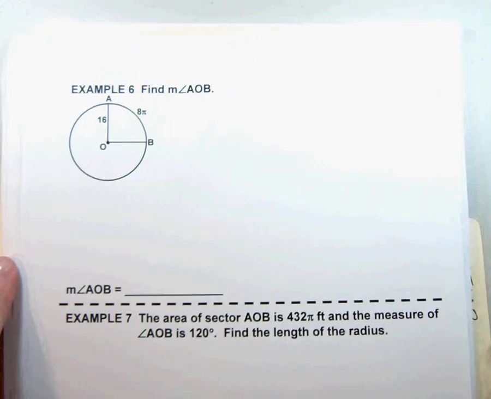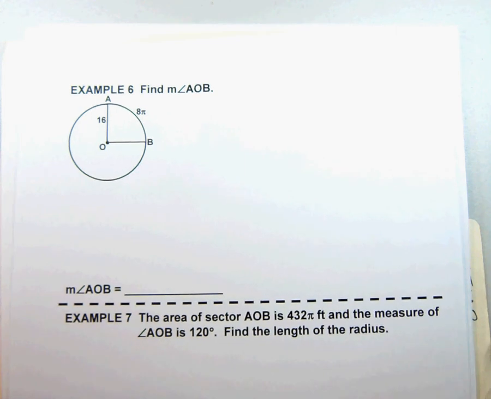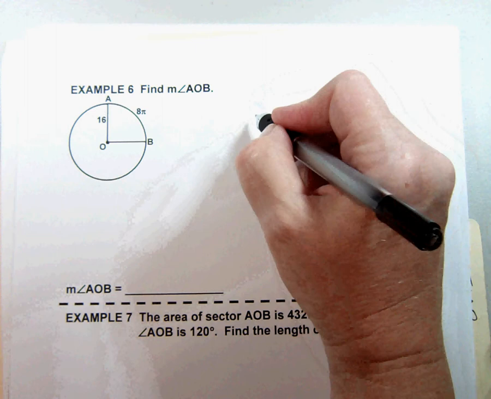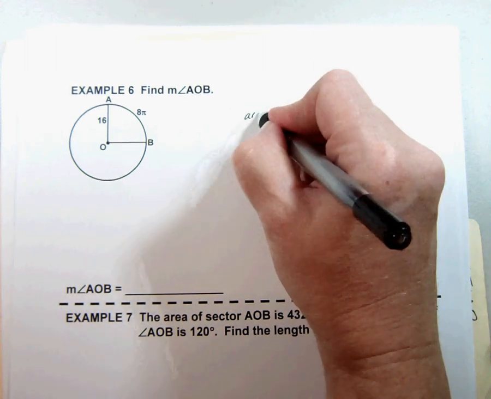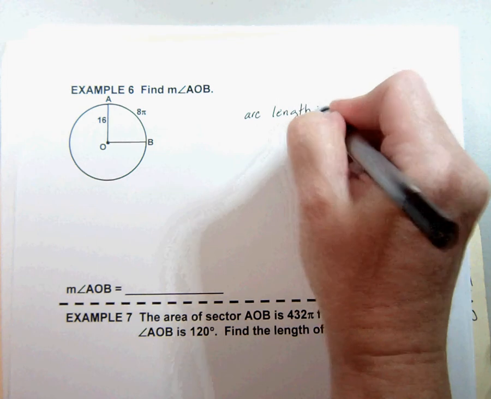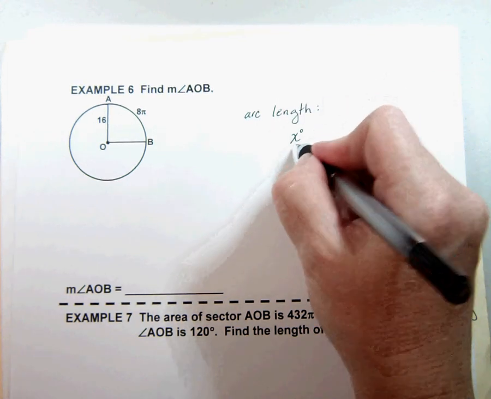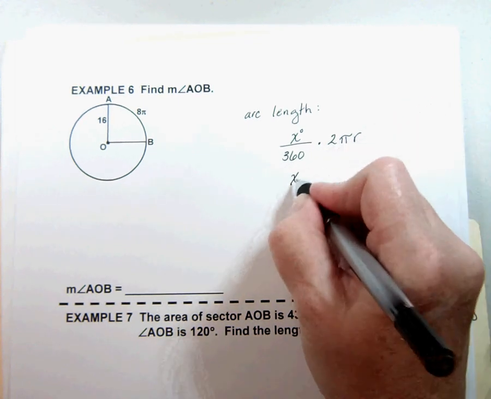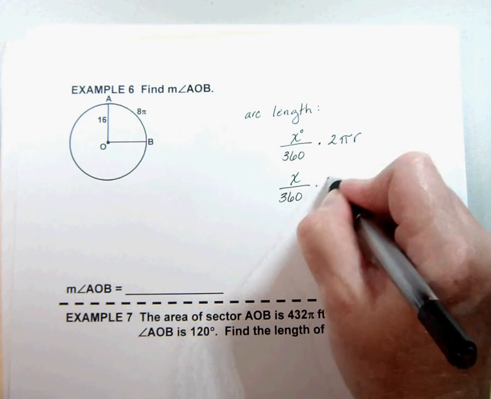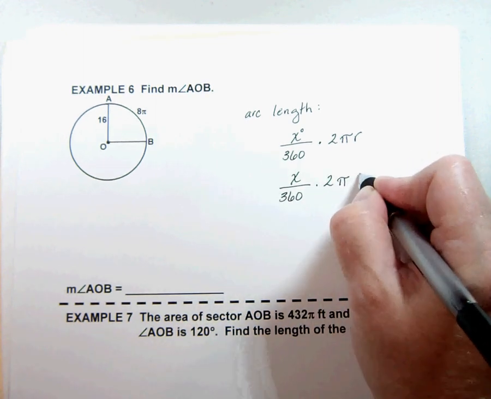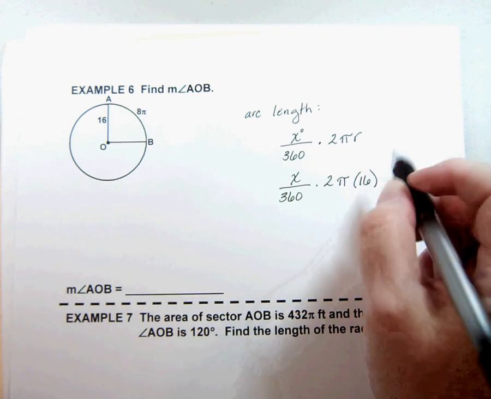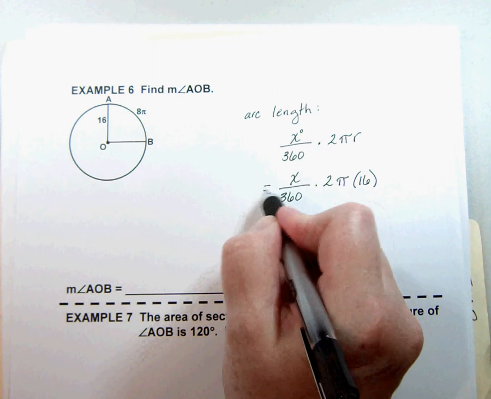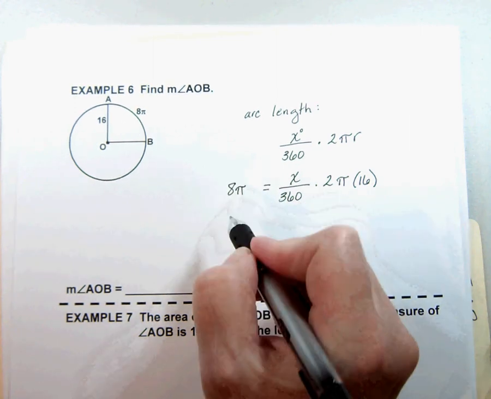Alright, example 6. Okay, this one's a little different. This one's giving you the arc length and they want you to tell what the actual angle is. We're still going to use the arc length formula, let me write that on here. The arc length is the degree of the angle, and that's the one we don't know, out of 360 times 2 pi r. Since we don't know the angle, I'm going to leave that an x, times 2 times pi times 16. Now this is the actual answer to the arc length, and we know that answer is 8 pi. So that is our arc length.